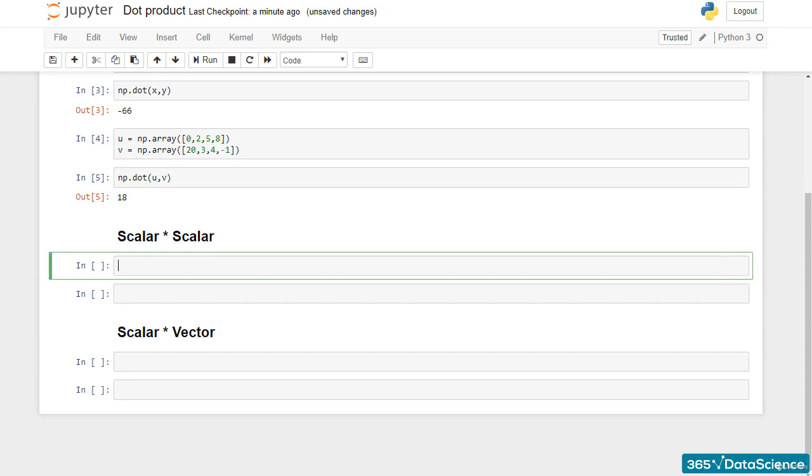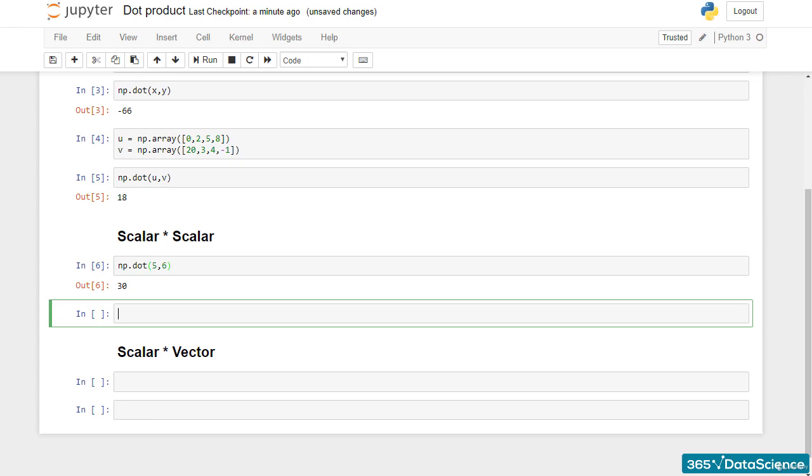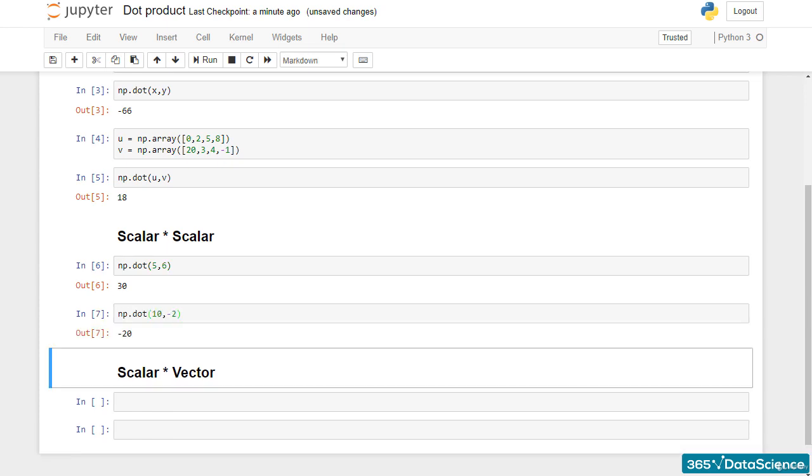What about the operations from the beginning of the lecture? 5 times 6 is 30. This was a scalar product of two scalars that resulted in another scalar.